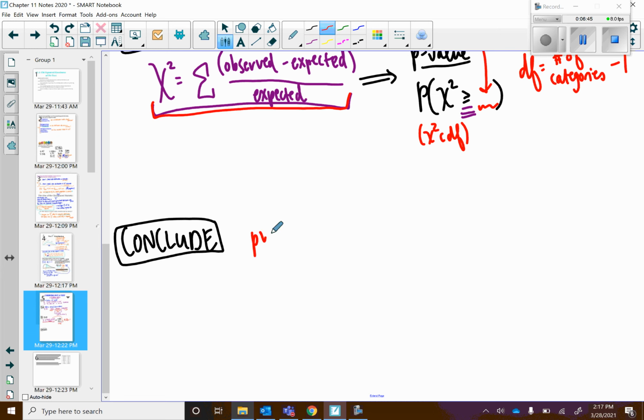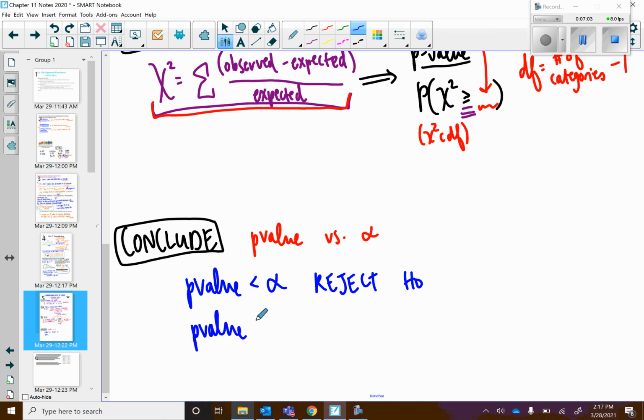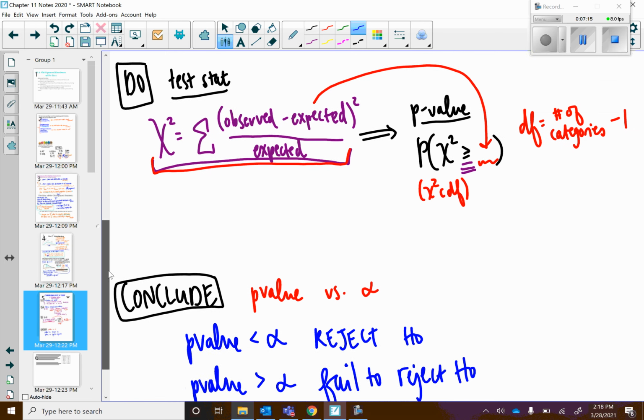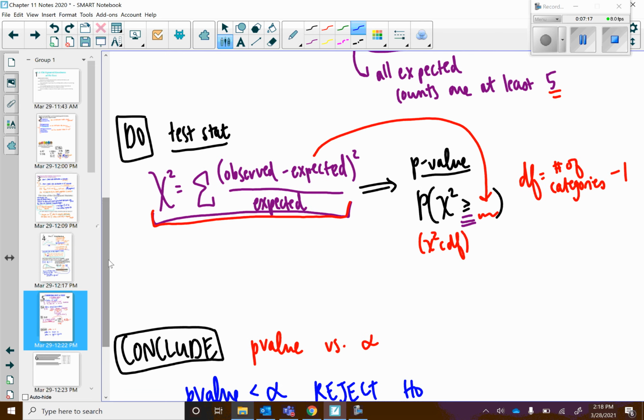Where we compare our p-value to alpha. If our p-value is less than our significance level, we reject our null, which says we have convincing evidence to say the alternate is true. And if our p-value is greater than our significance level, we fail to reject our null hypothesis.